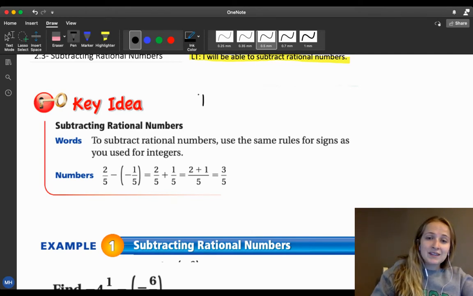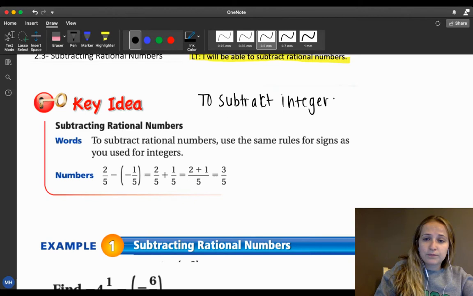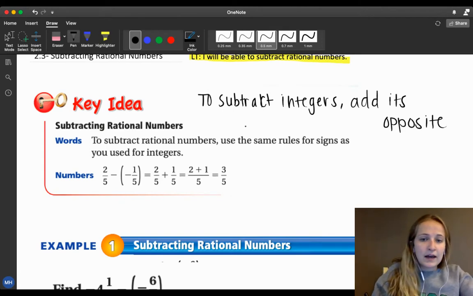To subtract integers, and if you forgot, you can write it as I'm writing it. To subtract integers, you add its opposite. So that is our rule. That is it. Okie doke.